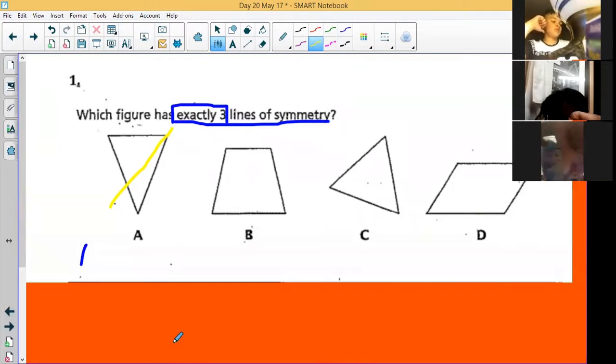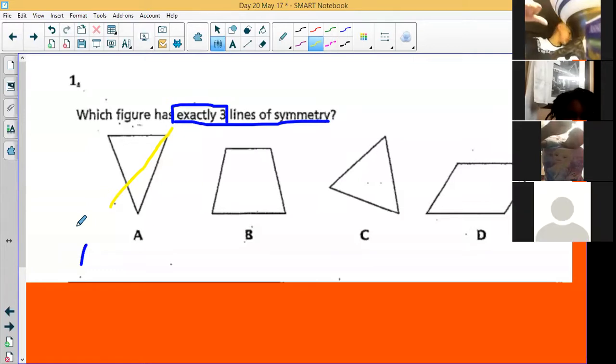Okay, Simon, is this particular one a line of symmetry? The yellow line, is it a line of symmetry? Simon, can you hear me? Yes. Do you think this one is a line of symmetry, the yellow line? No, it is not. You're exactly right.